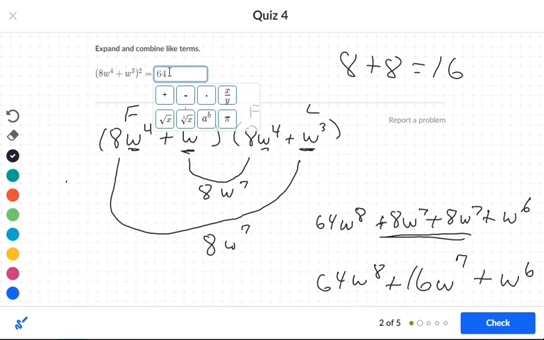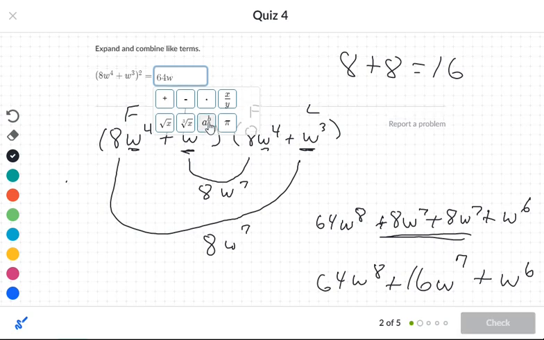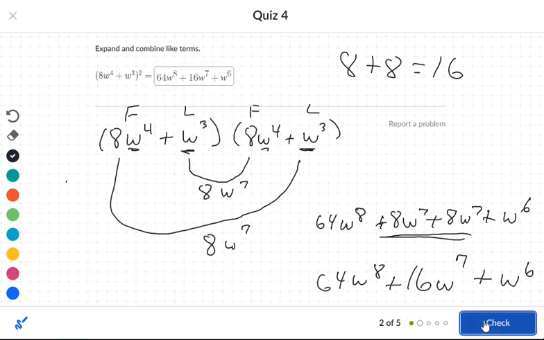So we go 64. We go w to the 8, so we're going to go AB key to the 8th. Press your space bar. We go plus, then we go 16, then we go w, AB to the 7th, space bar, plus sign. Then we go w to the 6th. And notice I didn't write that as an exponent, so let me press that AB key and write that as a 6. So let's go and check this, see if this is correct.